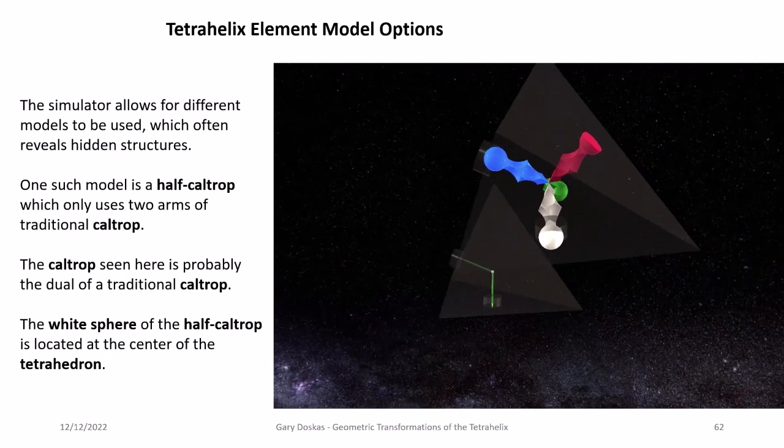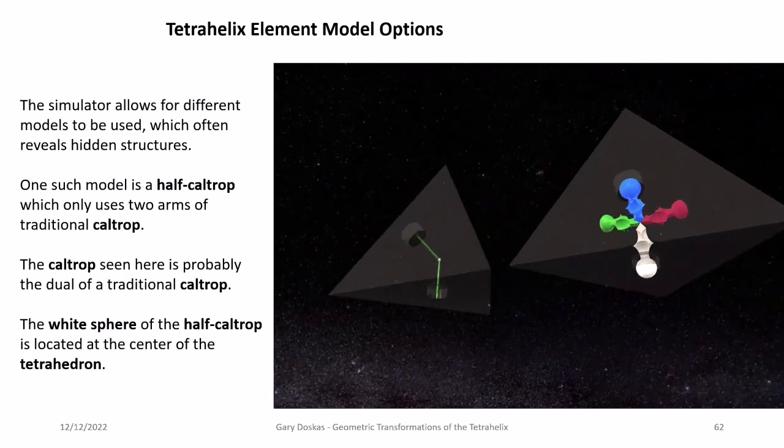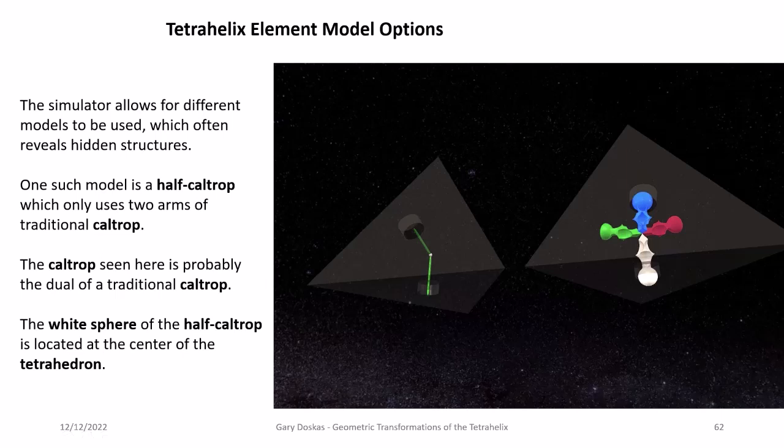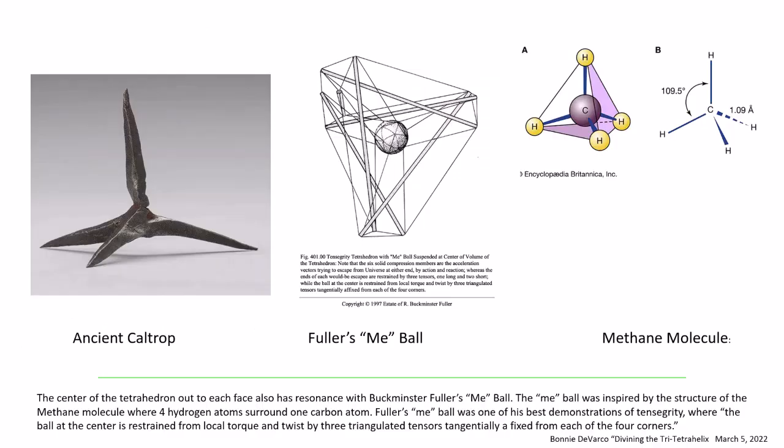And that shows some interesting behavior when I'm going to do a side-by-side comparison of one video I showed you earlier. And beside it will be this green and white model. And you can just see how much more detail you can see just by making a model change. And this again just highlighted the fact that this caltrop design has been around since antiquity. Fuller's meatball has similar structures, and the methane molecule has this structure as well.